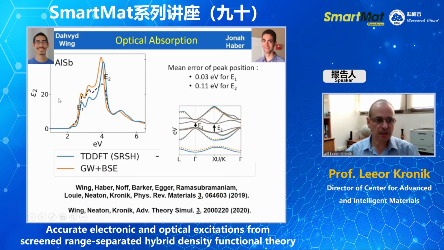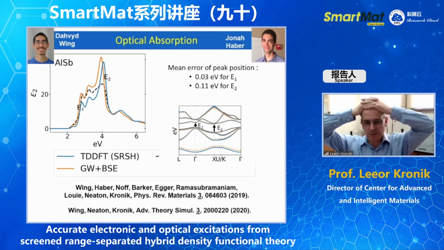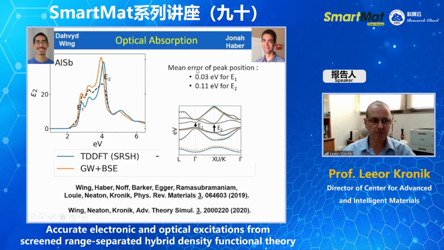And later, David Wing, who recently graduated from my group, together with Jonah Haber, a student in Jeff Neaton's group, repeated this for a wide range of semiconductors and found that it works throughout. This example is aluminum antimonide. And you can see that even for this complicated material, which has 3 peaks of absorption because the first peak is split because of spin-orbit interactions, there's still great agreement with both experiment and many body perturbation theory. So this is worth doing.